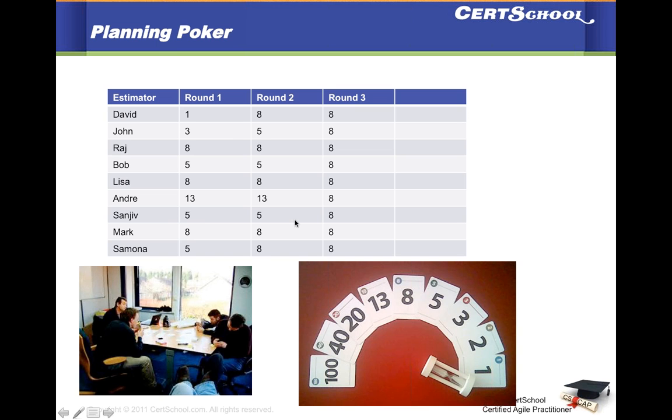Also, if it is taking more than 3 rounds, again, it's a trigger for you that there's something wrong with the story itself. Assuming that everybody in the group is educated, understands, is a good team member, and understands the context, if it is taking more than 3 rounds, then there may be a problem with the way the story is written itself. Okay, so that's about planning poker.